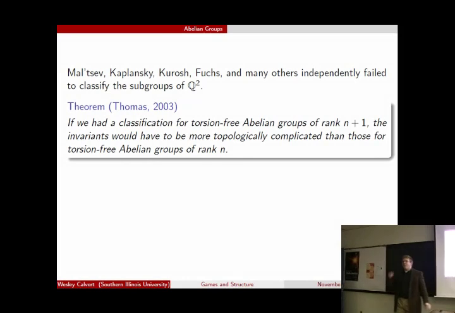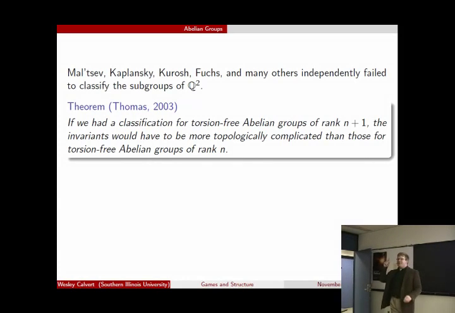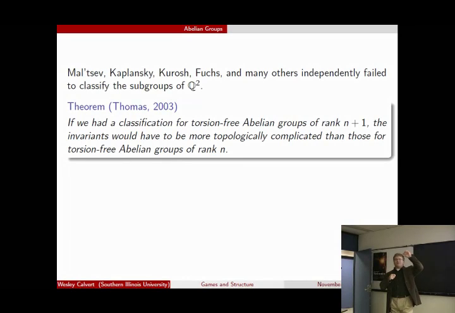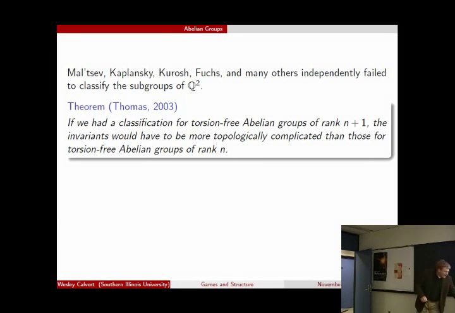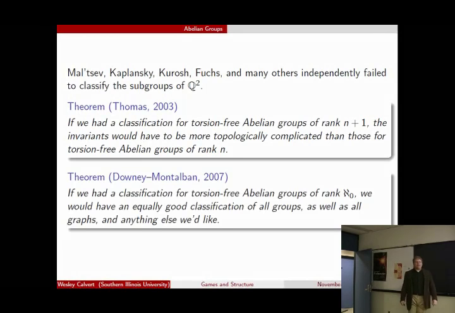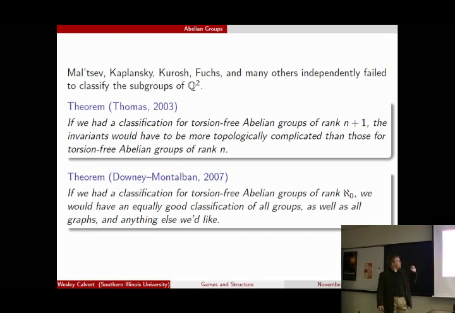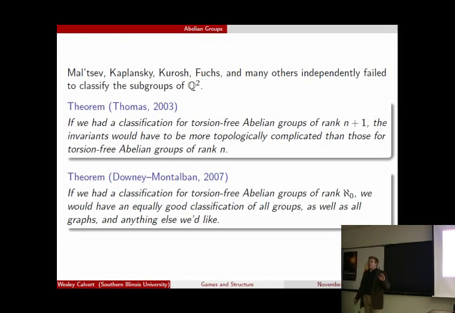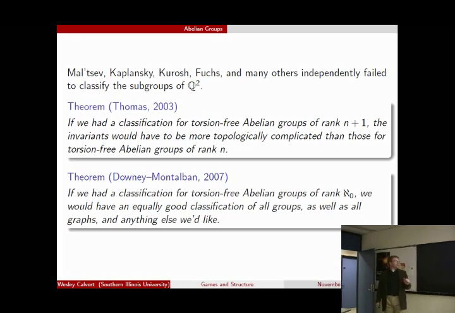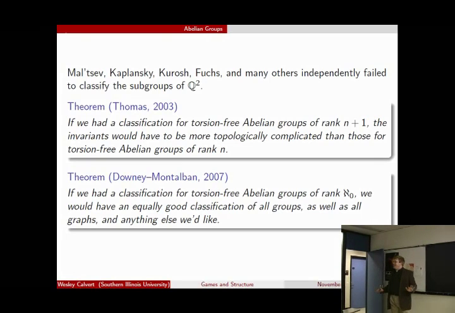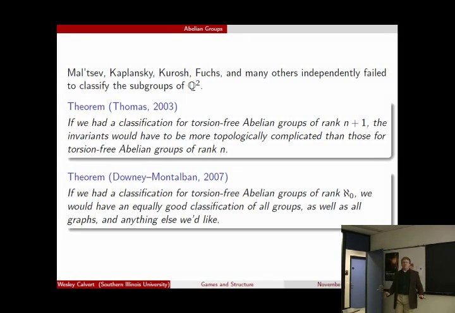So for instance, for rank 1, you need a non-measurable set. For rank 2, you need something worse than a non-measurable set. Strictly worse. For rank 3, you need something strictly worse than that. And by the time you get to infinite rank, it is just plain ruination. If you could classify torsion-free abelian groups of infinite rank, then we'd have an equally topologically good classification of all groups, or of all graphs. And nobody thinks you can do that. Nobody thinks that they're ever going to get a reasonable classification of all graphs, or of all groups.